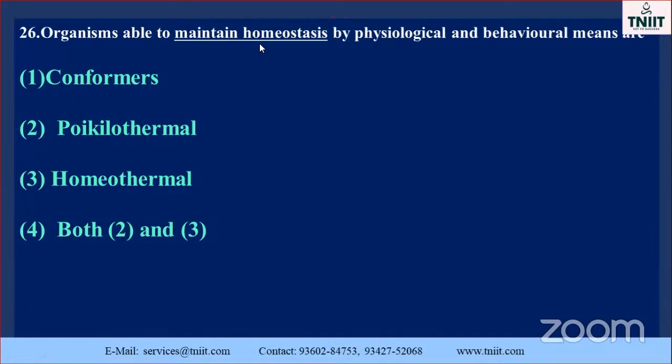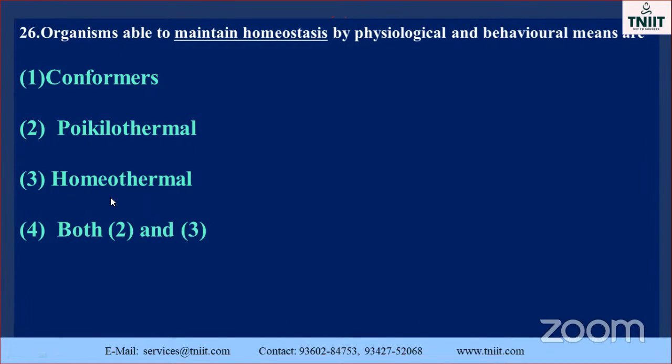The organisms able to maintain homeostasis by physiological and behavioral means are, see that option is there. But it is not correct. Think about that one. Homeostasis means what? Temperature is maintained in their body. Conformers will not maintain it. Poikilotherms are cold-blooded animals, so it will not come. So which one is the correct option?